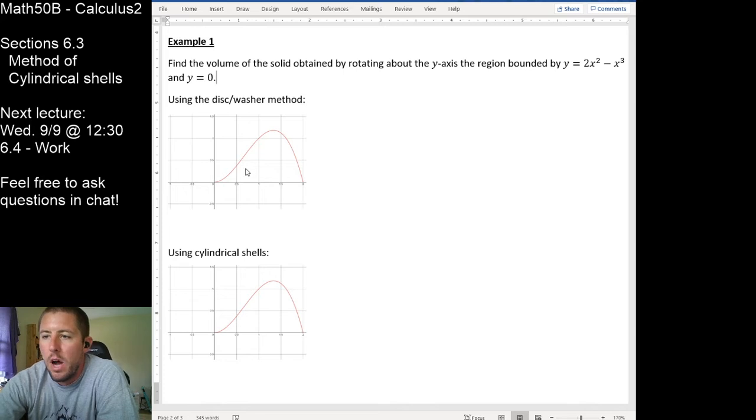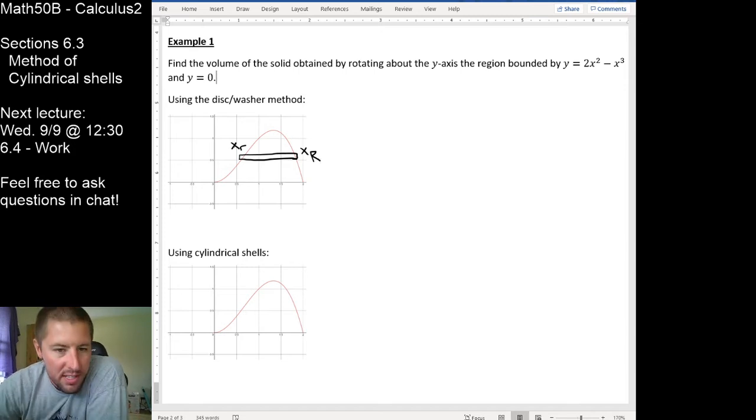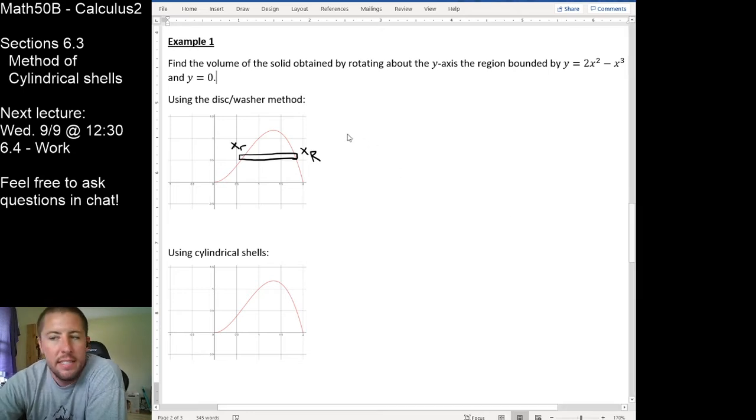If I'm using the disc washer method here, then what I'm picturing for myself is that these will be washers, and here is my representative Riemann object right here. This is the object that is going to be rotated around to form the washer, right? So what I need is my little r and my big R, or my x, and maybe I'll call it x sub lowercase r and x sub capital R. I need my small radius and my big radius of the washer that we're trying to compute here.